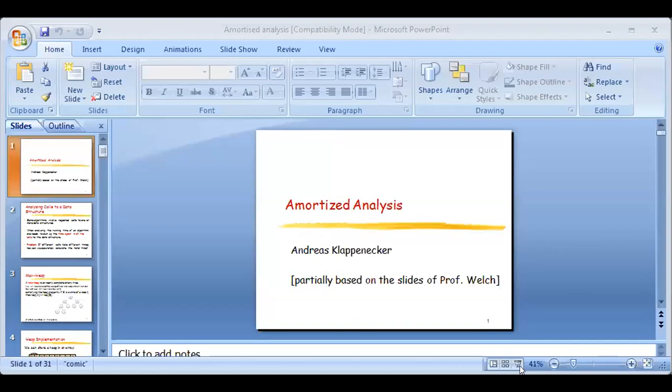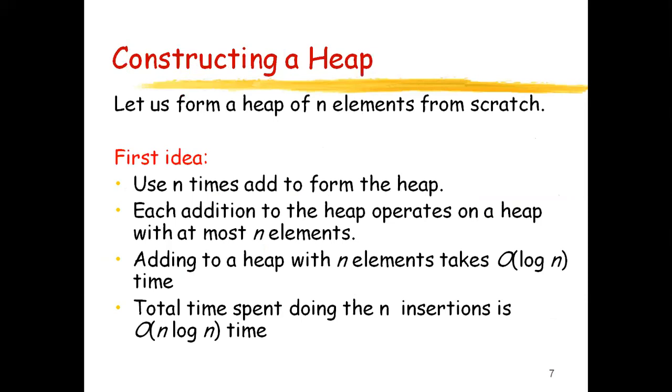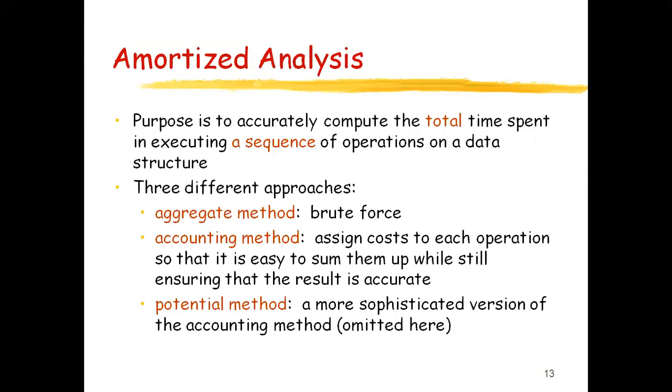I just tried another definition. So this is what amortization analysis means. The purpose is to accurately compute the total time spent in executing a sequence of operations on a data structure. To do this we use amortized analysis. There are three different approaches: one is the aggregate method, next one is the accounting method, and third one is the potential method.